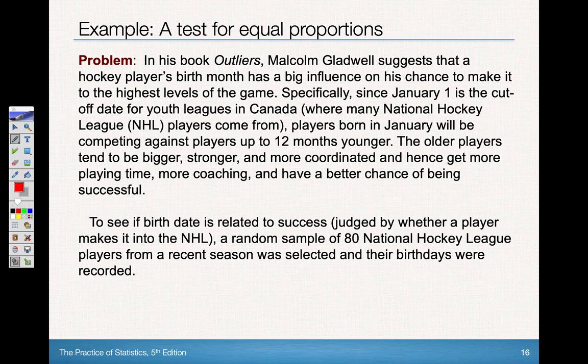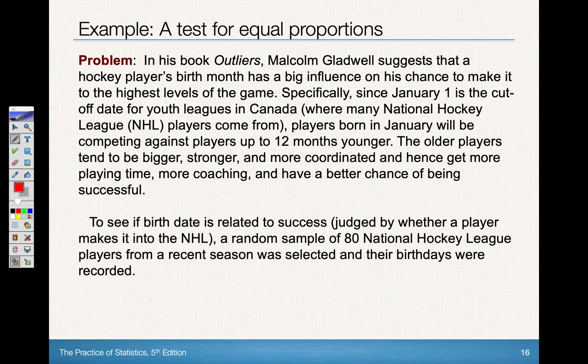So let's do an example together. In the book Outliers, Malcolm Gladwell suggests that a hockey player's birth month has a big influence on his chance to make it to the NHL. Well, I guess rest in peace, NHL right now. But specifically, since January 1st is the cutoff for youth leagues in Canada, where many of the NHL players come from, players born in January will be competing against players up to 12 months younger than them. The older players tend to be bigger, stronger, and more coordinated, and hence get more playing time, more coaching, and have a better chance of being successful.